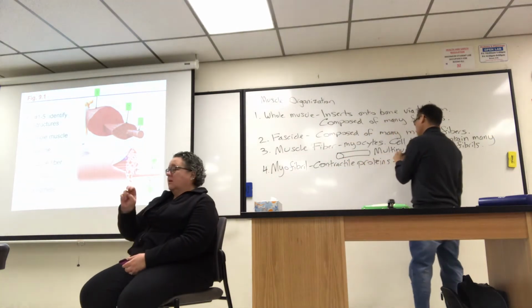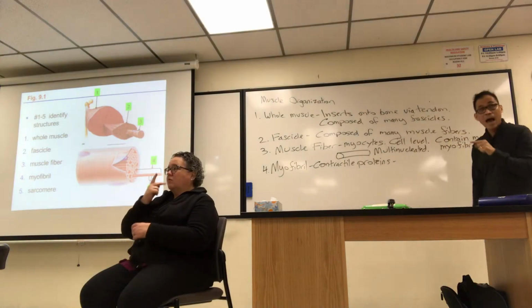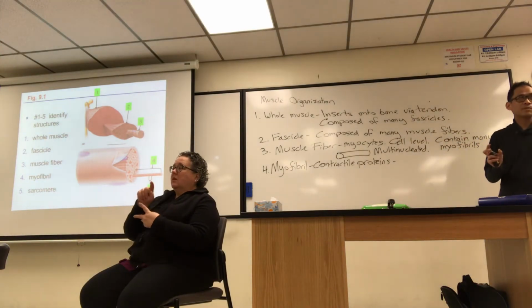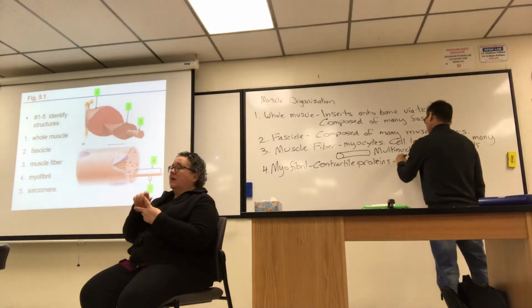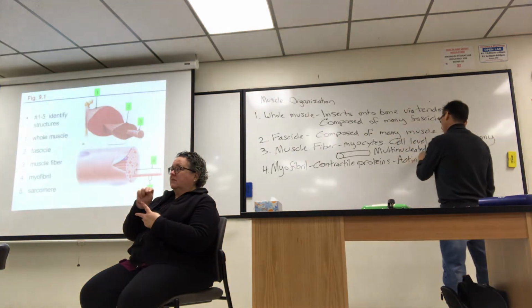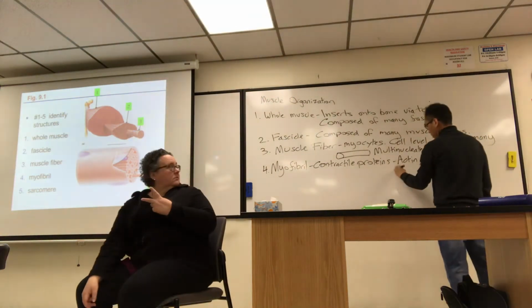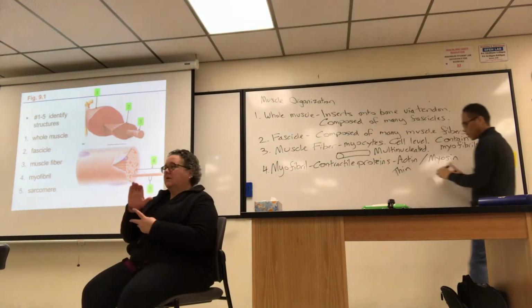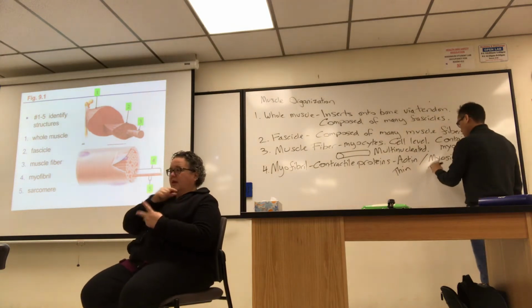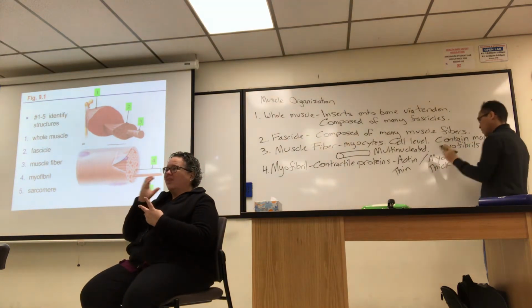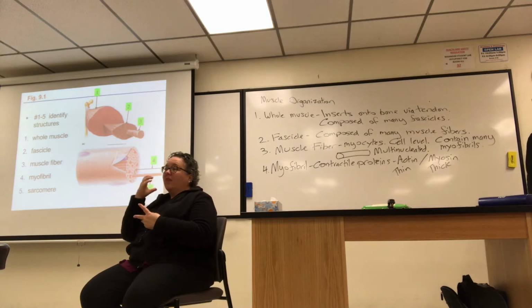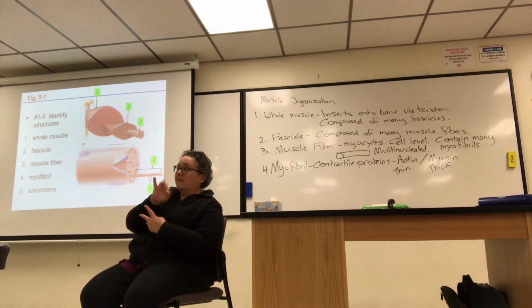Contractile proteins, there's 2 main ones we'll talk about, actin and myosin. They're filaments, okay? They're thick and thin filaments. Actin are known as the thin filaments and myosin are thicker. Those terms are interchangeable. If I say thick filament, it's the same thing as myosin, and thin filament, same thing as actin.